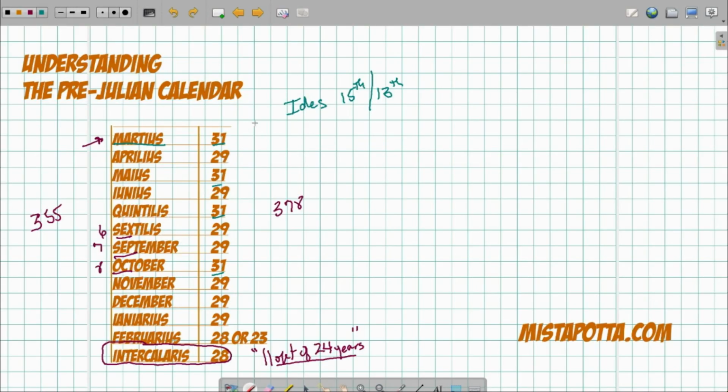So the whole idea about the 15th of March being the beginning of the year was really nice because the 15th of March was the first day of spring. It was a wonderful time to start planting. And the idea was that we can use the calendar to tell us when it's time to plant our crops. That was the whole idea behind this.